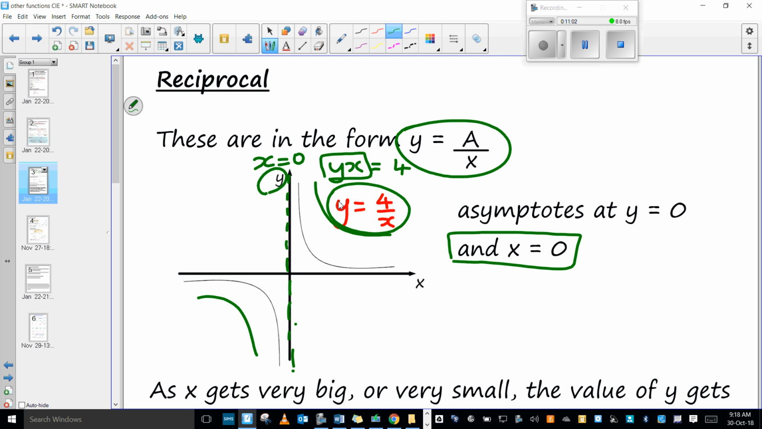Now remember, asymptotes are lines that the graph never touches. It gets really, really close to, but never touches. Okay? And they're usually shown with dotted lines, but obviously if they are the axes, you can't normally show them.